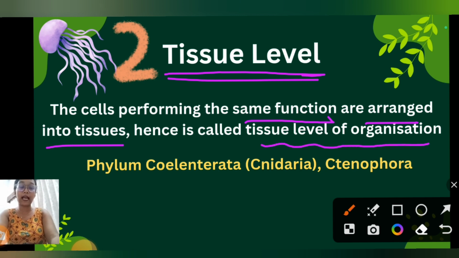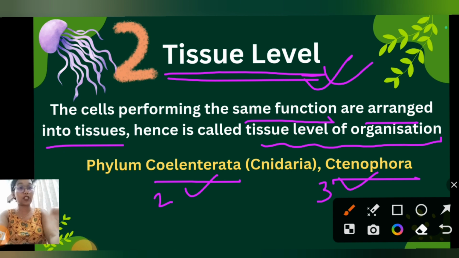Hence they are called tissue level organization. And in which phylum can you see tissue level organization? In Coelenterata and Ctenophora you will see the tissue level of organization. Phylum 2 and phylum 3, you are going to see the tissue level of organization in Coelenterata and in Ctenophora.